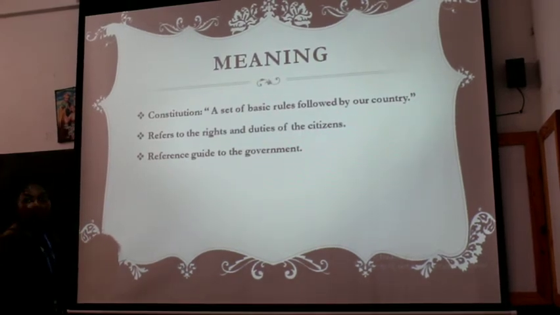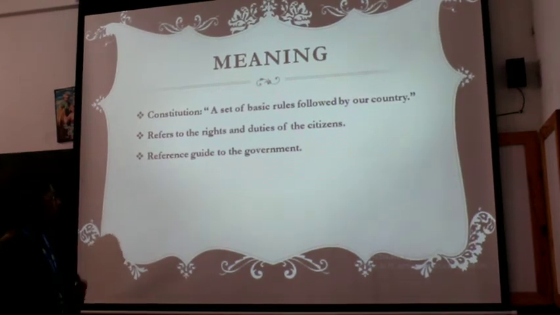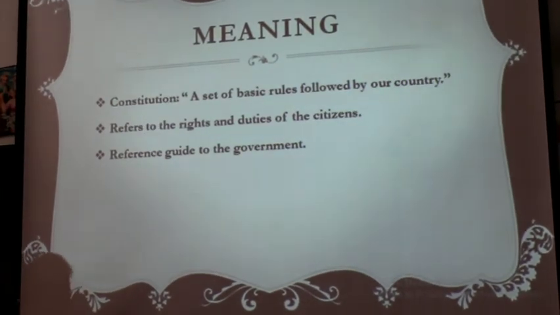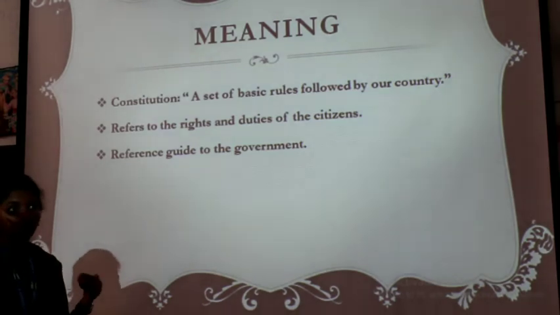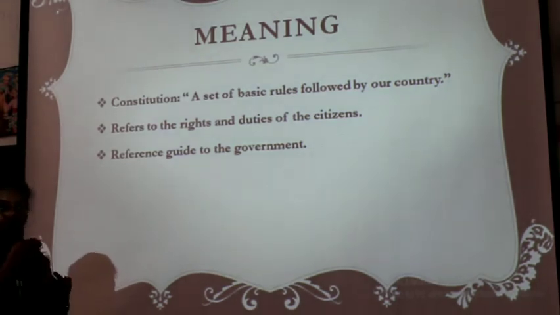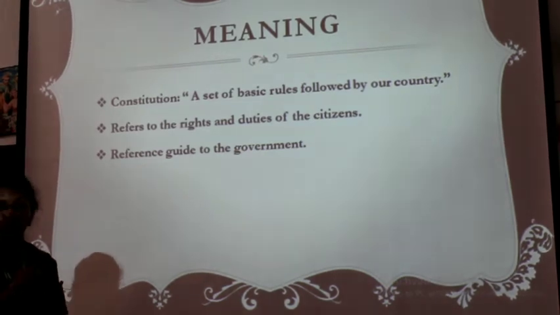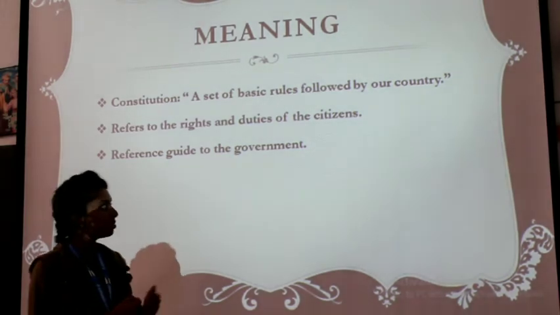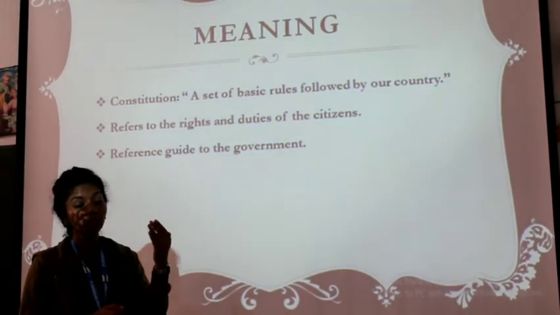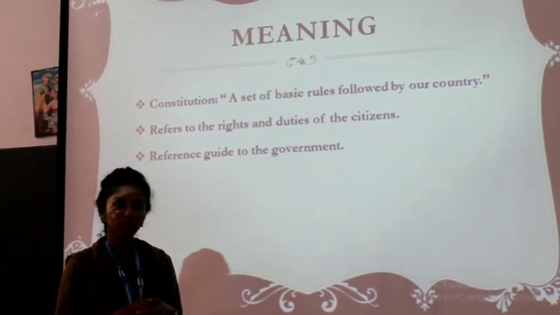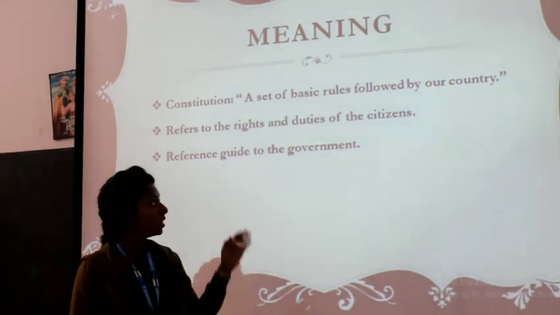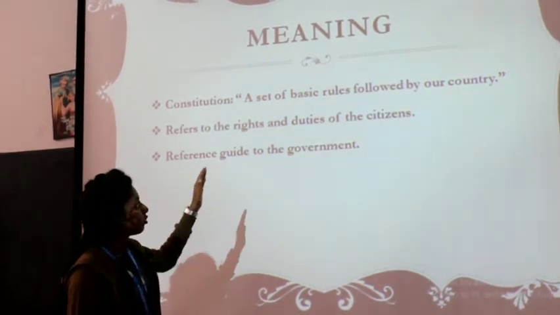Now, what is exactly constitution? What do you understand when we say constitution? Constitution is nothing but a set of basic rules followed by a country. Now, everywhere we go, we have a set of rules and regulations, correct? If you all know how to drive a two-wheeler, there are certain rules for you to drive a two-wheeler. For example, you need to wear a helmet, you need to have a license, etc. Similarly, anywhere we go, even when you're coming to school, there are certain rules that you have to follow. Similarly, in our country, we have a set of basic rules that we need to follow. That is called constitution.